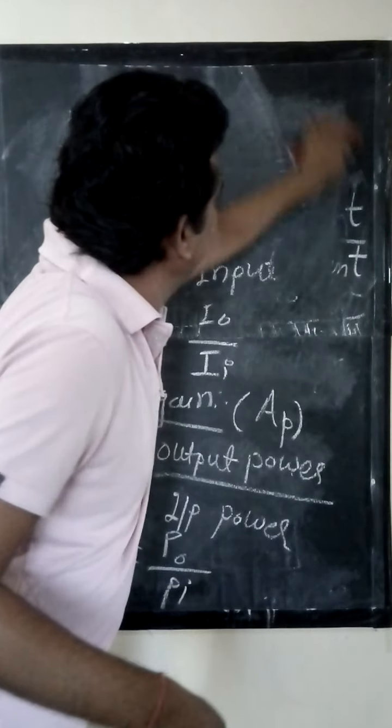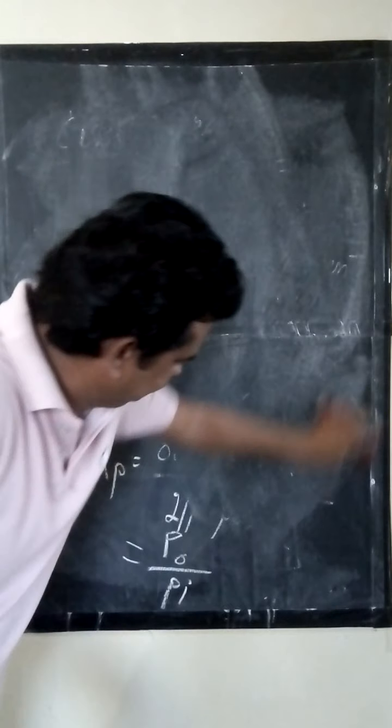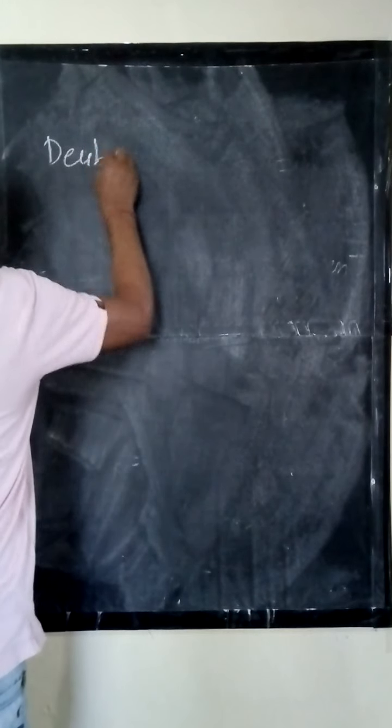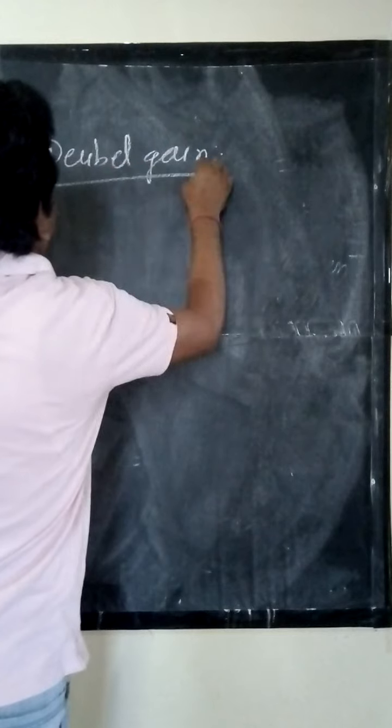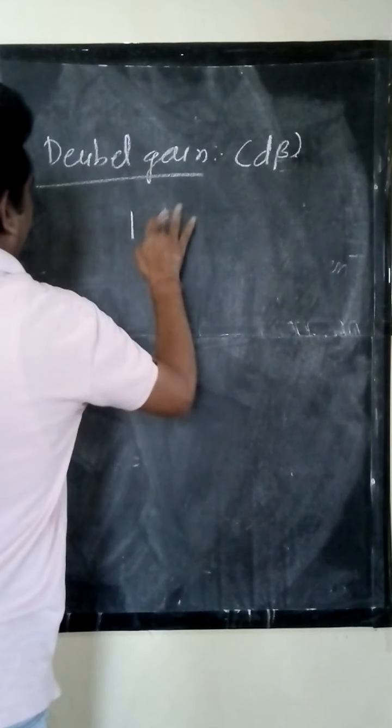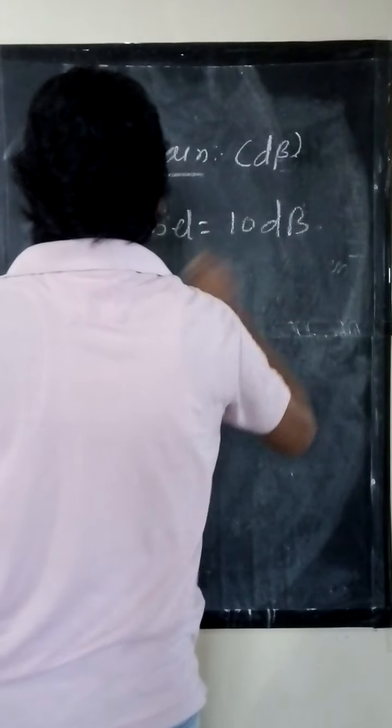Next one is decibel gain. It is denoted by dB. For example, 1 bell equals 10 dB.